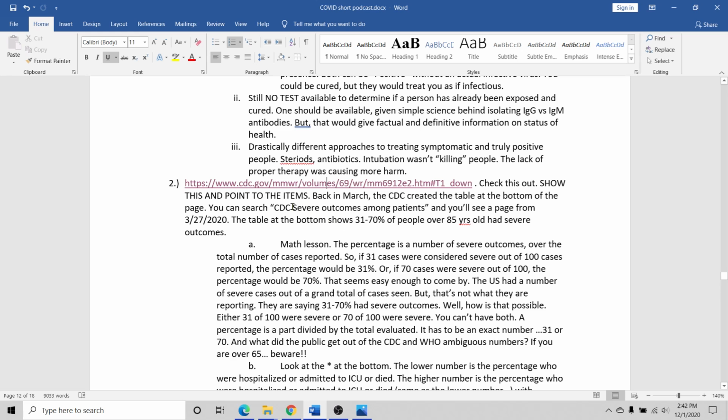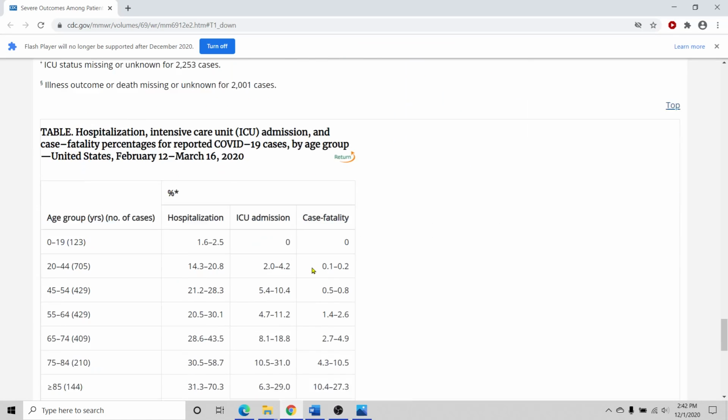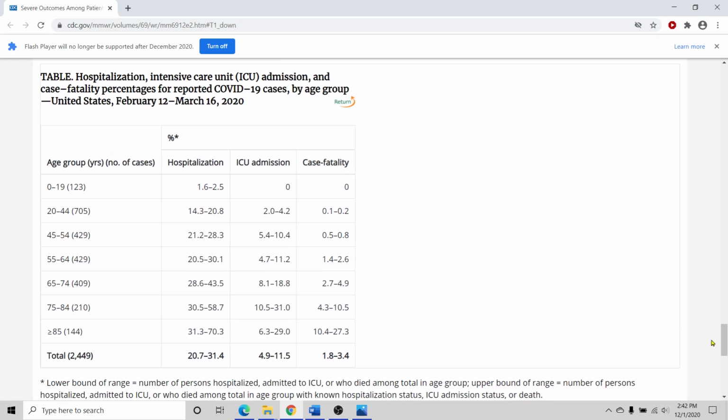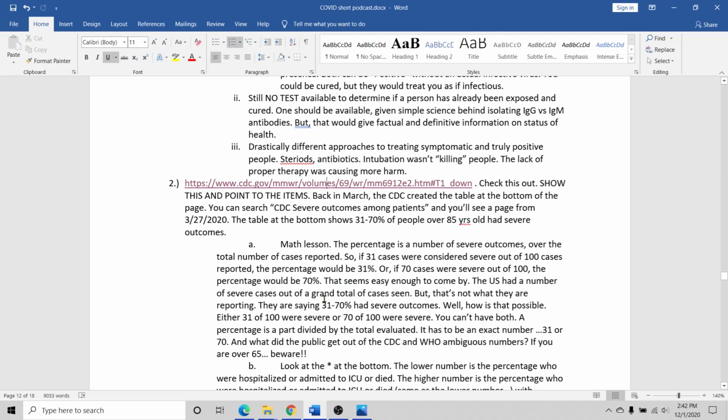If you go to this link here, let's see, if you do a search for CDC severe outcomes among patients, you'll find a table that looks like this at the bottom. It says table at the bottom, but you can see how far down the scroll I am. You can see all these ranges here. What really chaps my hide is that they're giving you ranges of percentages of people in a certain age category that will have severe outcomes. 31 to 70% of people will have severe outcomes.